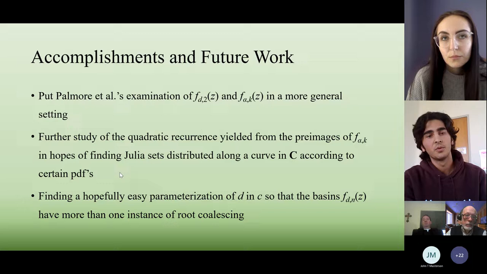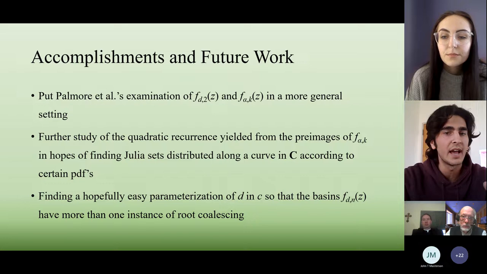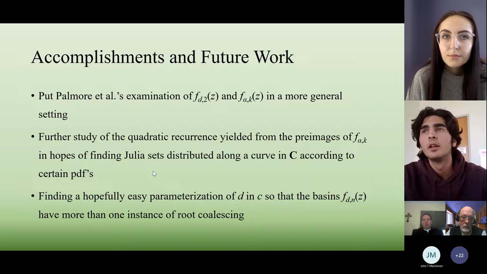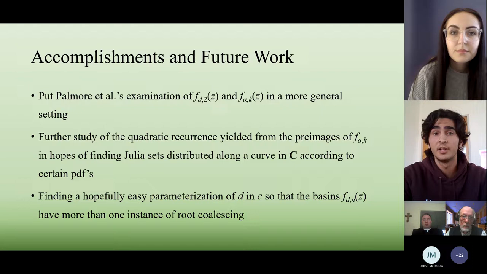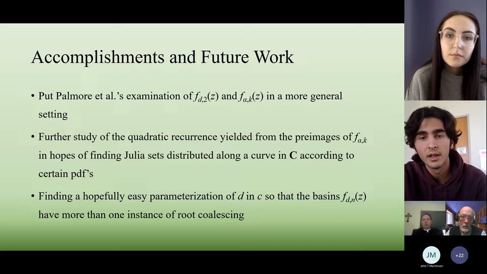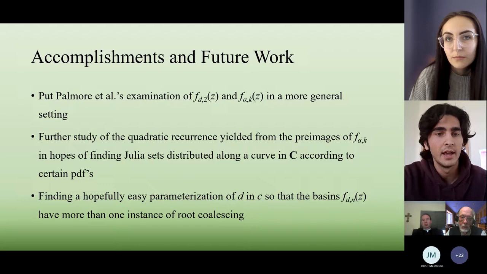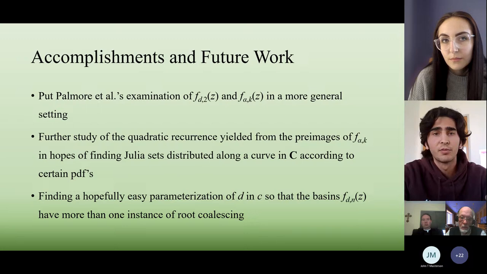Another thing that we want to do is study to what extent, for certain alpha and for certain K, for the second family, we can get nice Julia sets for which, if we look at how the elements of the Julia set are distributed along a certain curve, we can model them using certain distributions. In doing that, we have to take the pre-images of certain points, and that yielded a quadratic recurrence that was difficult to look at in its general form with alpha and K in it. So finding certain values of alpha and K for which we can do a similar thing to what Palmore did is of future interest.